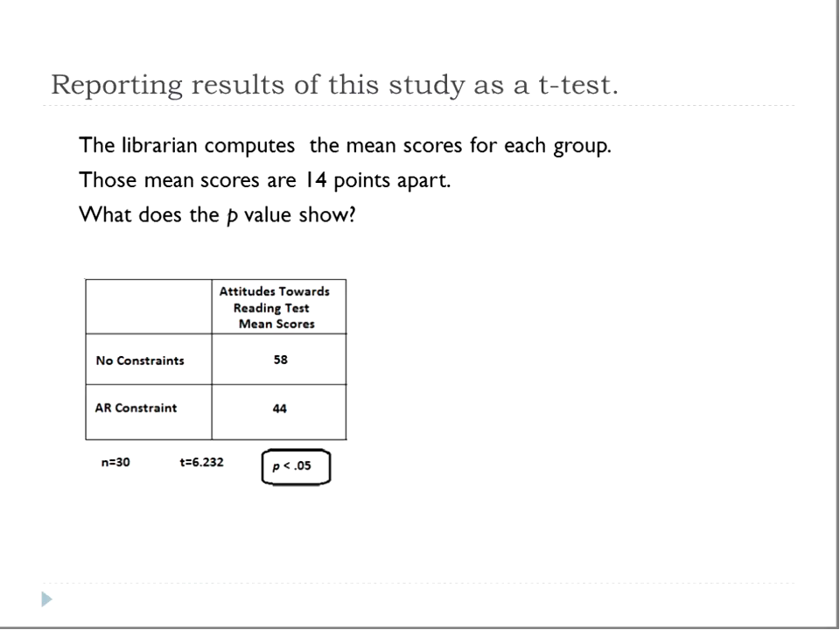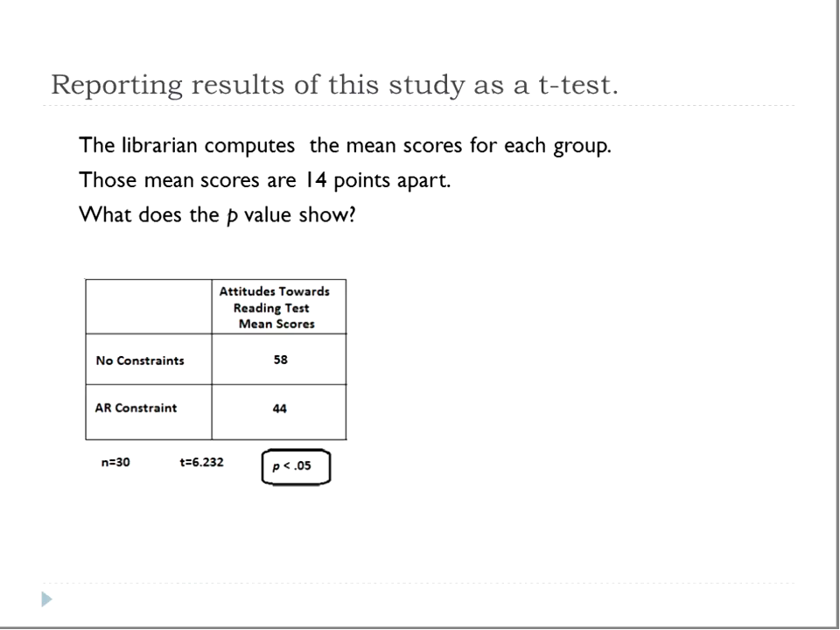Now, with these 30 students, and I made this up, but let's look at these hypothetical statistics. The librarian computes the mean scores for each group. She computes the mean scores before and after, I should say there. She's got the group that before they had constraints and after they had no constraints. So she's got two sets of scores. The mean scores are 14 points apart.